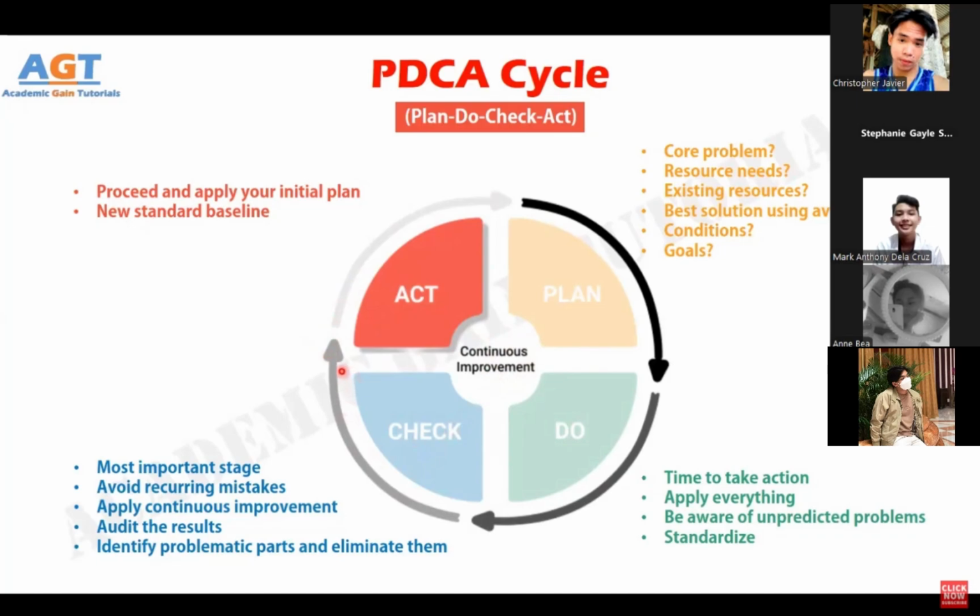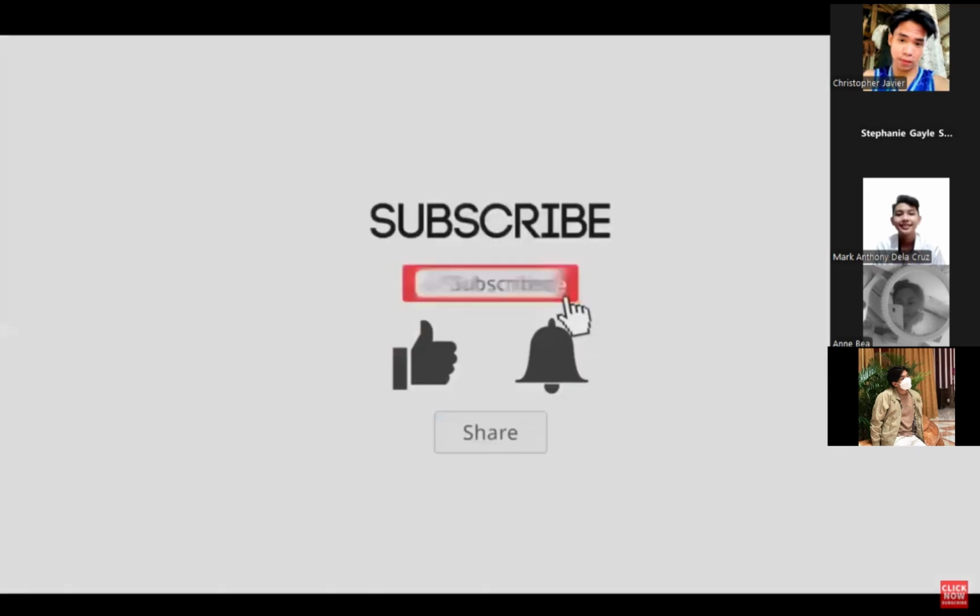PDCA has some significant advantages. It stimulates continuous improvement of people and processes. It lets your team test possible solutions on a small scale and in a controlled environment. And it prevents the work process from recurring mistakes.